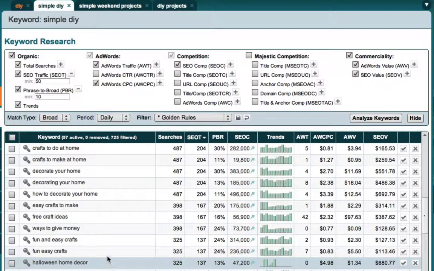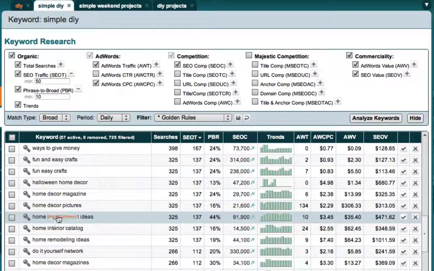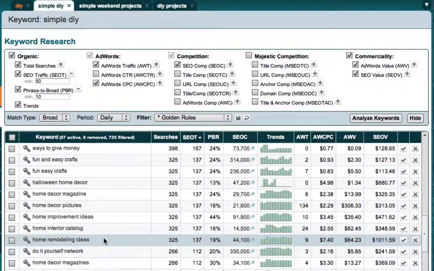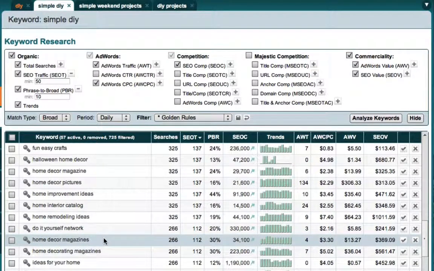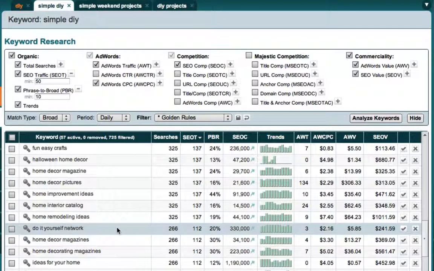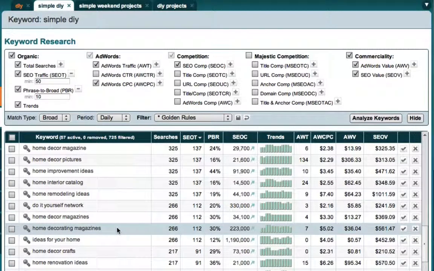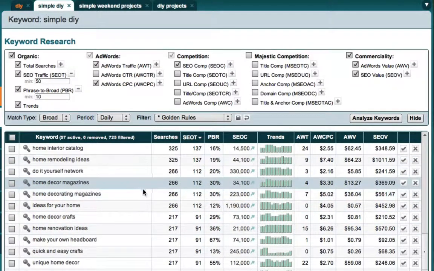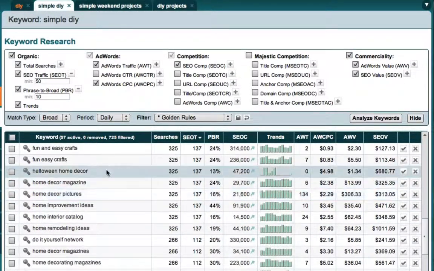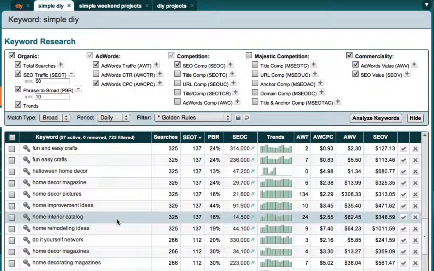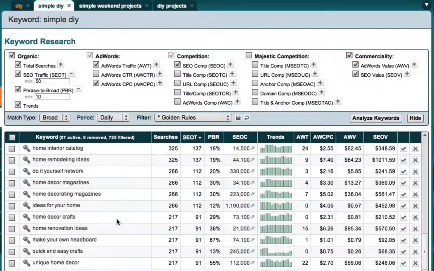Halloween home decor, that could fit something. I'm into Halloween. Home improvement ideas is more my thing. Home remodeling, but the majority of this stuff is arts and crafty and stuff like that. I'm not really into arts and crafts whatsoever. I'm into fixing things and doing stuff, remodeling, things like that. So the majority of these keywords and the people searching for this stuff, the majority of these keywords that fit Simple DIY, that search term, really ain't my ideal audience. So I'm just looking down here.